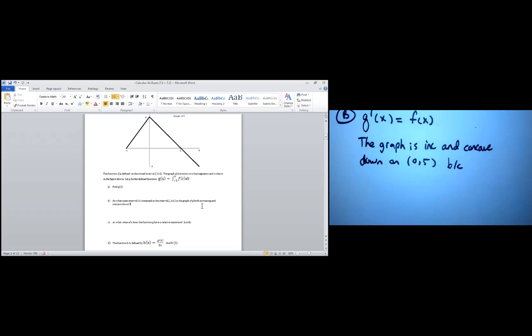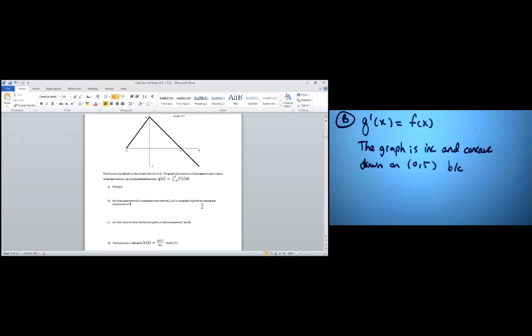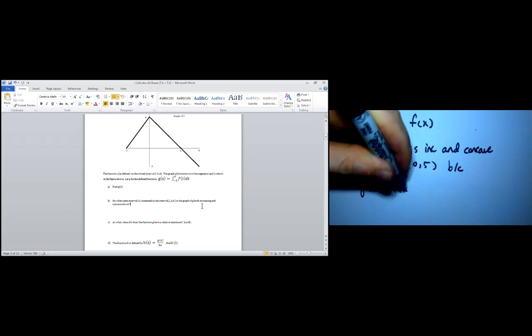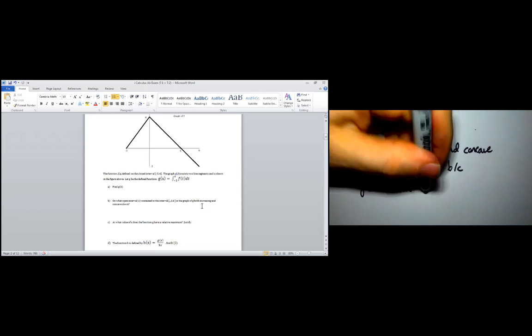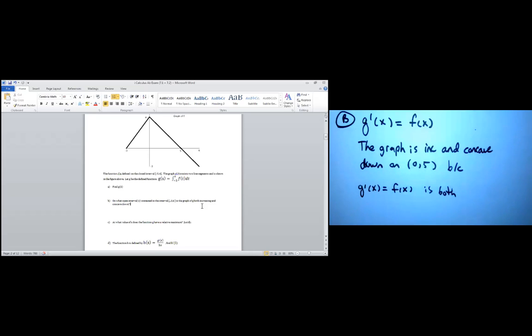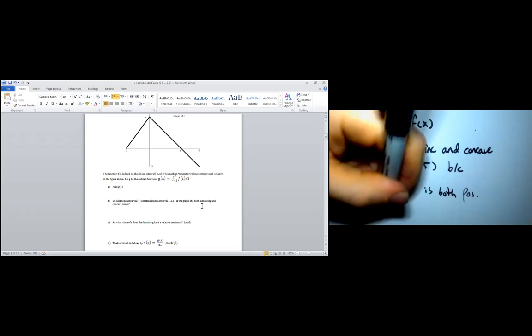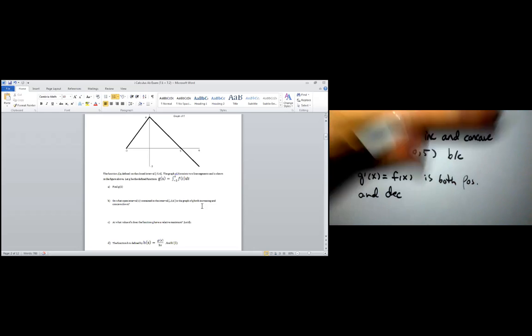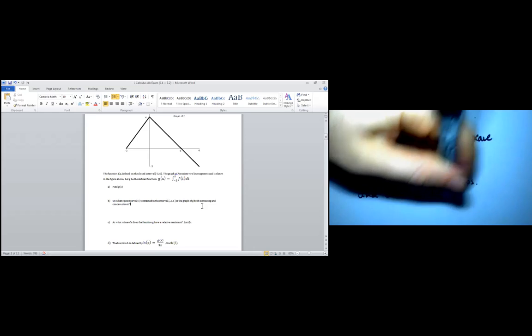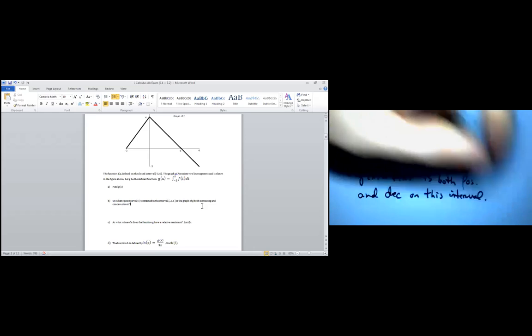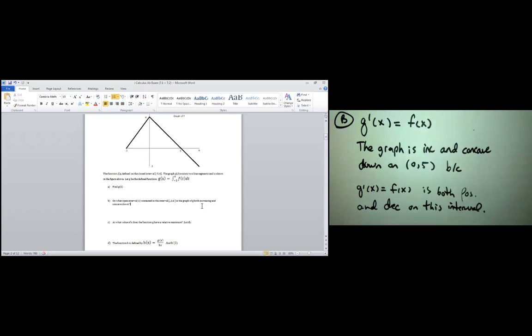So you're more than welcome to do BC for because on these explanations with us. On the AP exam, you're writing words out. You're not abbreviating anything. What's my because? Because G prime equals f of X, that's my graph that I'm looking at, right? Is both positive and decreasing on this interval. All right, so this part B is worth 3 points.